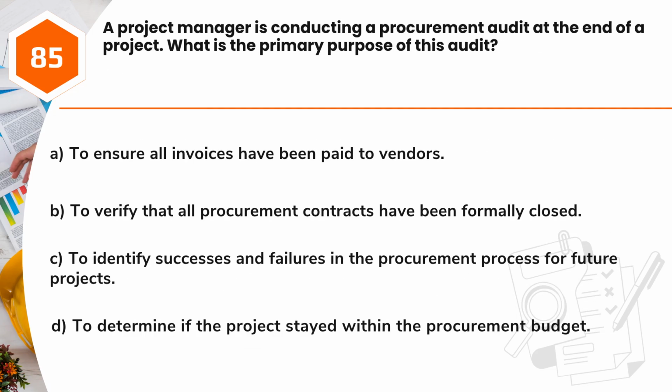Question 85. A project manager is conducting a procurement audit at the end of a project. What is the primary purpose of this audit? A. To ensure all invoices have been paid to vendors. B. To verify that all procurement contracts have been formally closed. C. To identify successes and failures in the procurement process for future projects. D. To determine if the project stayed within the procurement budget.